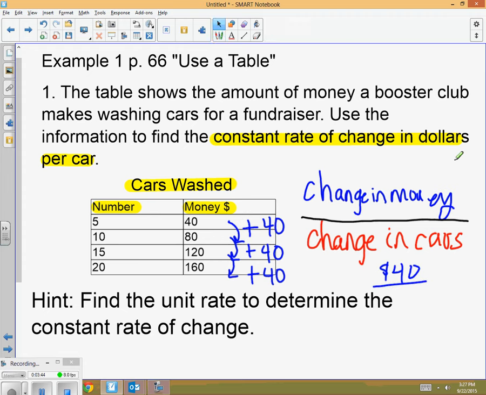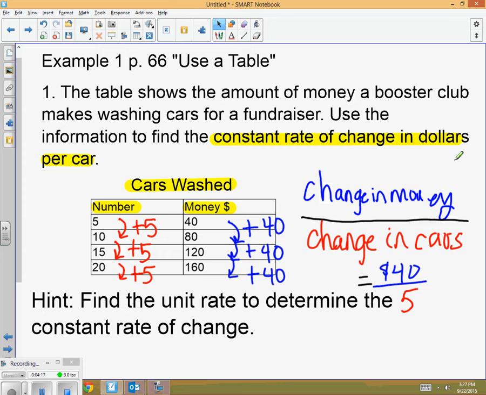Now we're going to compare this to the change in cars. 5 goes to 10 by increasing by 5. 10 increases by 5 to go to 15. And 15 increases by 5 to come to 20. So the constant change in cars is changing by 5. So here we have a fraction, 40 over 5. That is our rate of change.